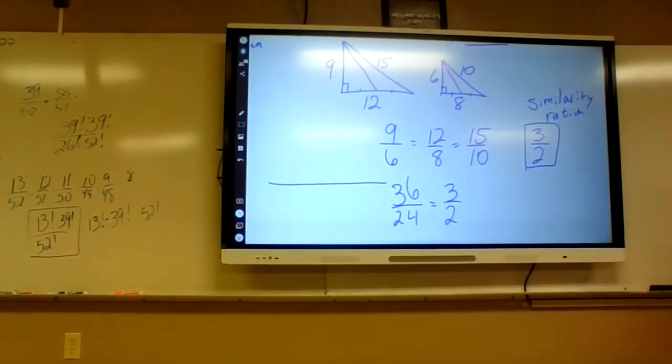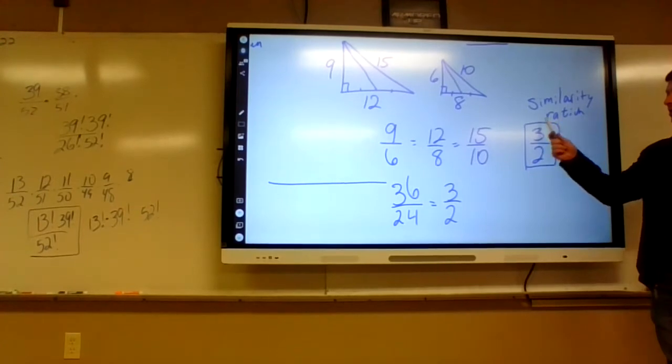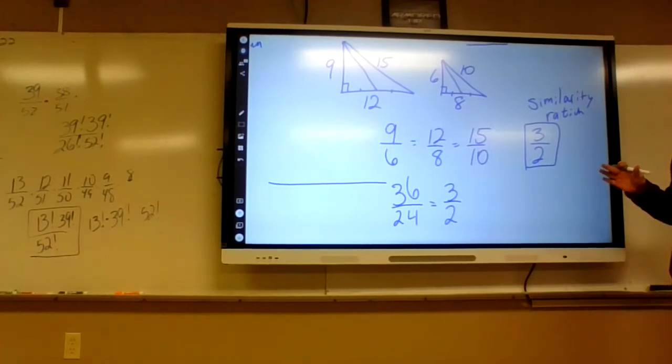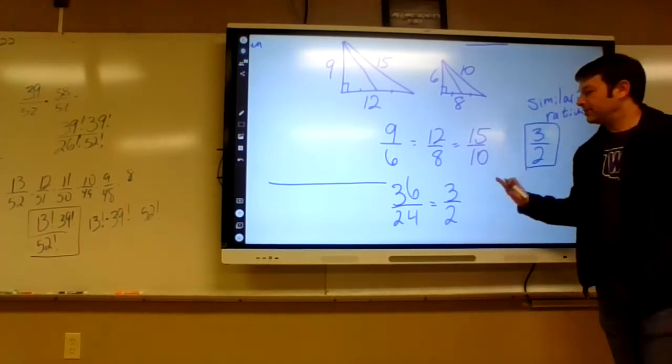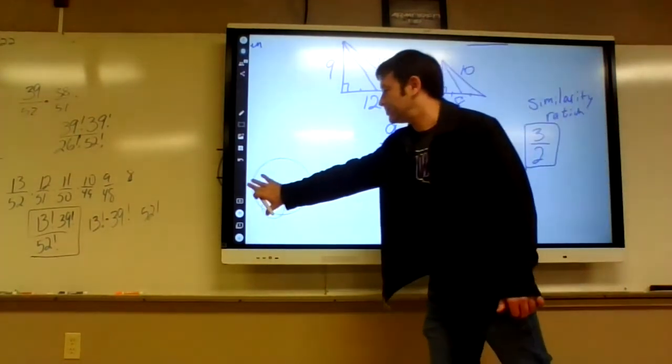How does that work with the area though? So all these one-dimensional things, all these straight lines, are in the same ratio, 3 to 2. How about area? Let's go ahead and find the area and then we'll see if you guys can figure out how it's related.